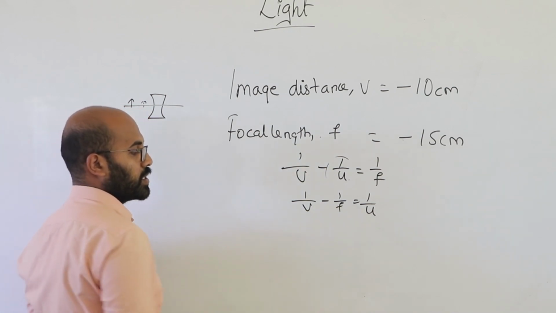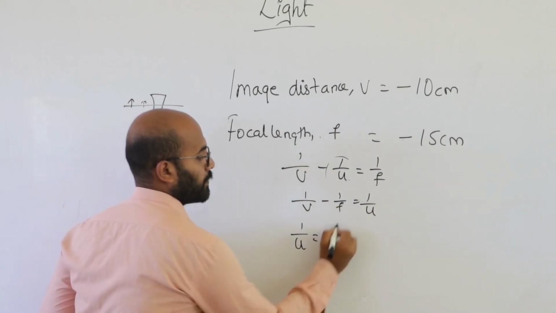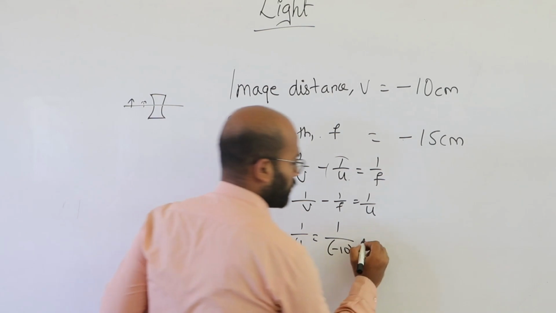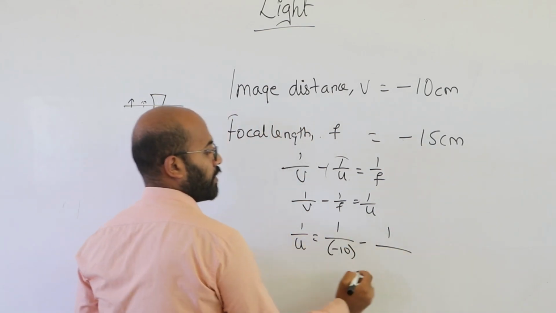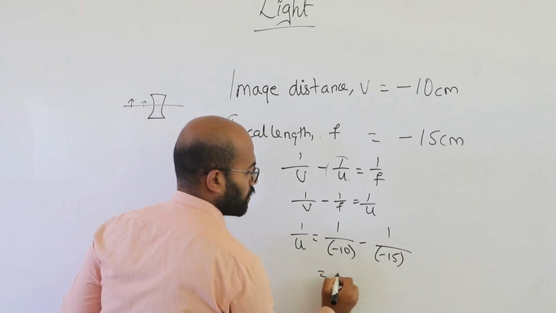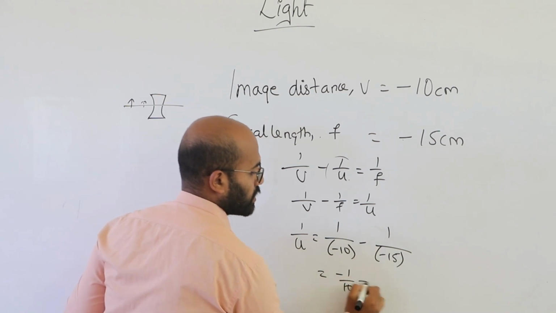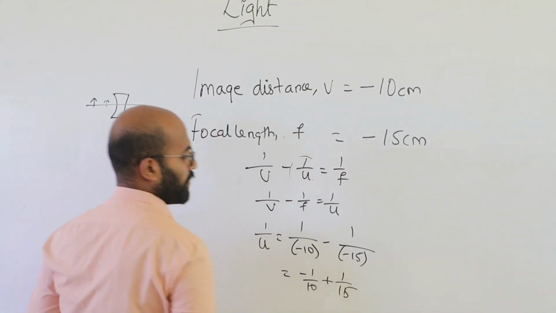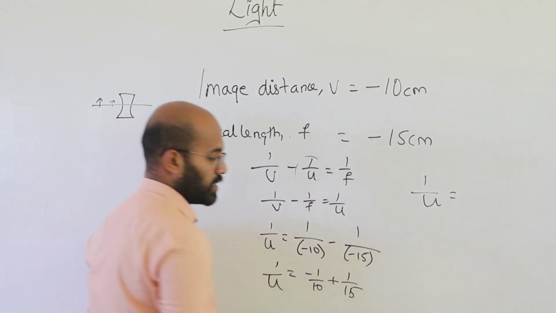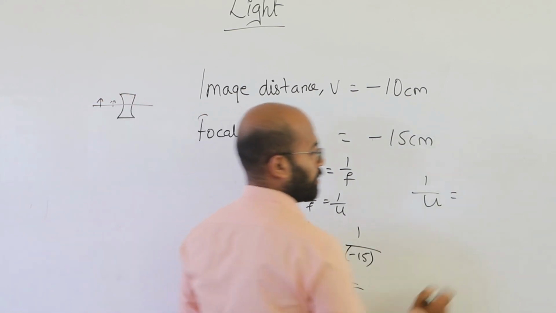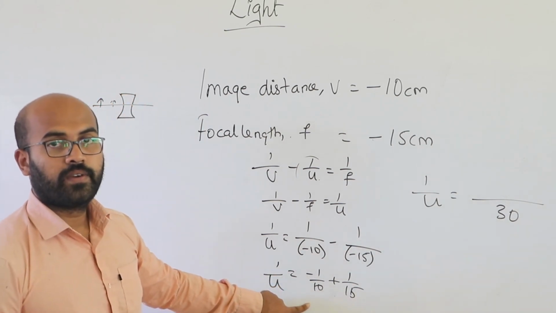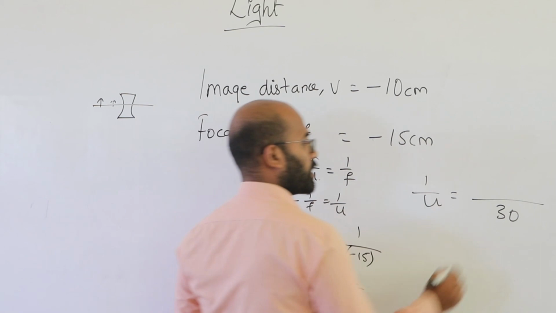I know what v and f are. So 1 by u, v is minus 10, and write the values inside the bracket. Minus f, f is minus 15. So minus 1 by 10, minus into minus is plus 1 by 15. What is the LCM of 10 and 15? The LCM is 30. To make 10 into 30, I need to multiply by 3.